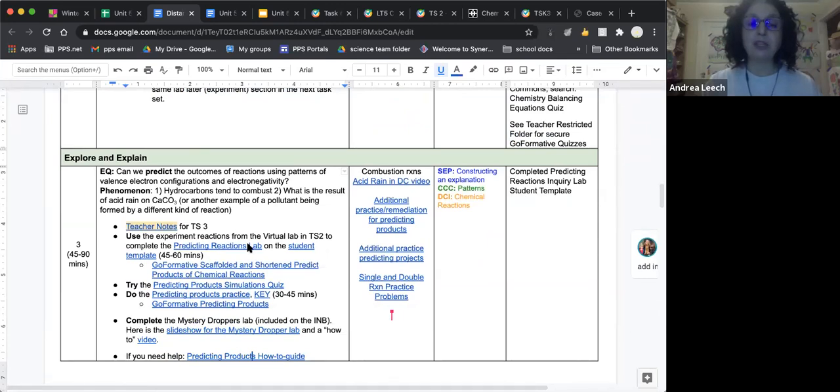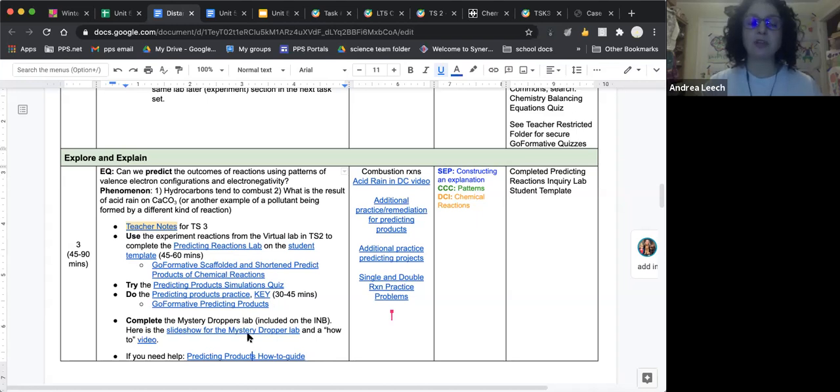There is a lab that we used to do. There's a virtual lab, but I would recommend the Go Formative scaffolded, shortened version of the predicting products. You can choose which one you want to do. I'll talk about the shortened version while we're here and how that relates to the other one. Then there's a simulation you can do. There's also this mystery dropper lab that you can do.